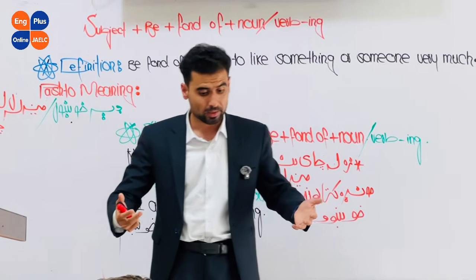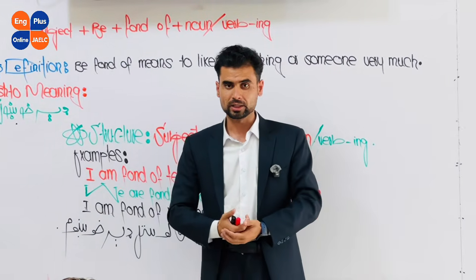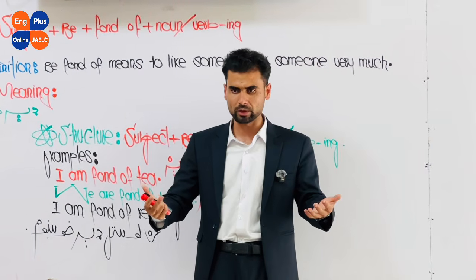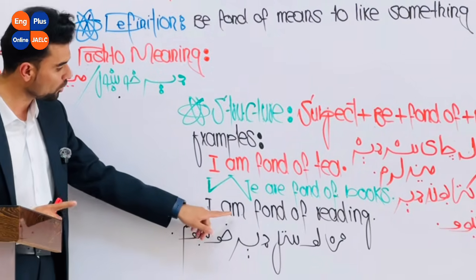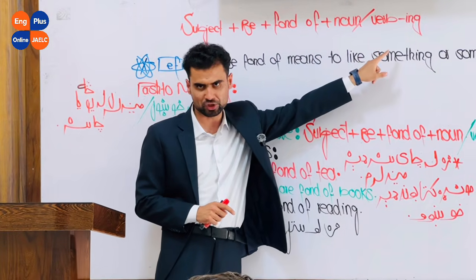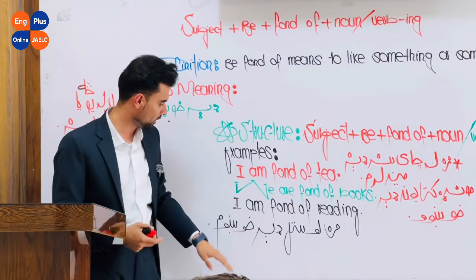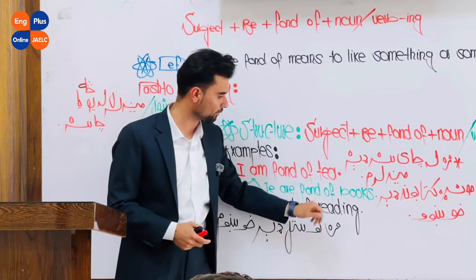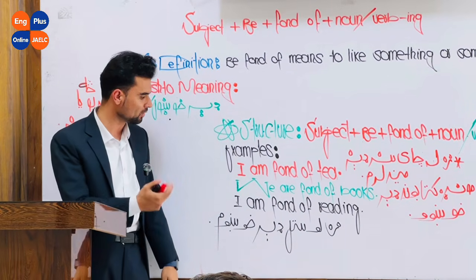For example, I'm fond of cricket. It means I like cricket. And we can also make an example here with verb and ing. We can say gerund. For example, I'm fond of reading. I am fond of reading.